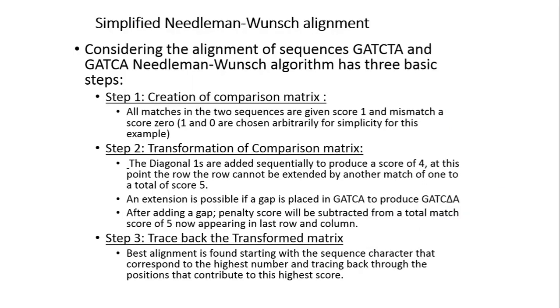Okay, so here is a simplified version of the Needleman-Wunsch algorithm, which we are going to study after a few lectures. The idea of giving you this small example is to give you an idea of how things would work. If you want to align two sequences globally using the Needleman and Wunsch algorithm, say for example, we would try to align the sequence G, A, T, C, T, A with another sequence G, A, T, C, A, and we want to perform this alignment using the dynamic programming algorithm proposed by Needleman and Wunsch.